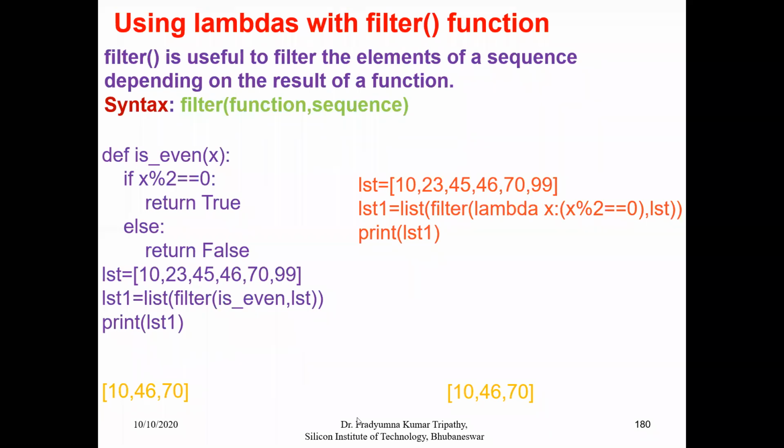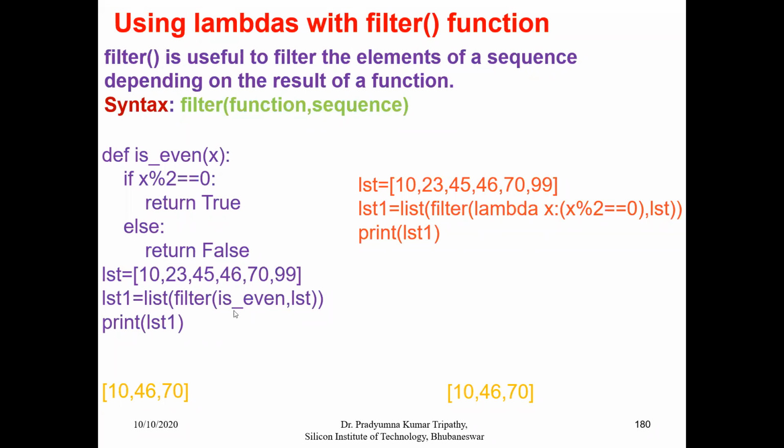Correct? So I just want to write the same using the lambda function. Just see over here. This is the code without using the lambda. By using the lambda, how are you writing it? This is my list. This is the list that I have taken. In list1, what I have done, see, filter of is_even, list.